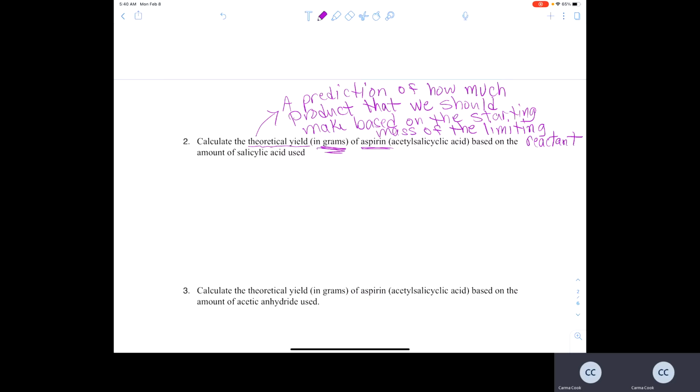So what you actually produce is always going to be a little bit less than your prediction, which is your theoretical yield. So your actual yield is always going to be a little bit less than your theoretical yield. And that's normal because, hey, it's not a perfect world and there are no perfect people. There's always going to be some mistakes made. There's always going to be room for error. Okay? So to calculate the theoretical yield, the theoretical yield is always going to be in moles.